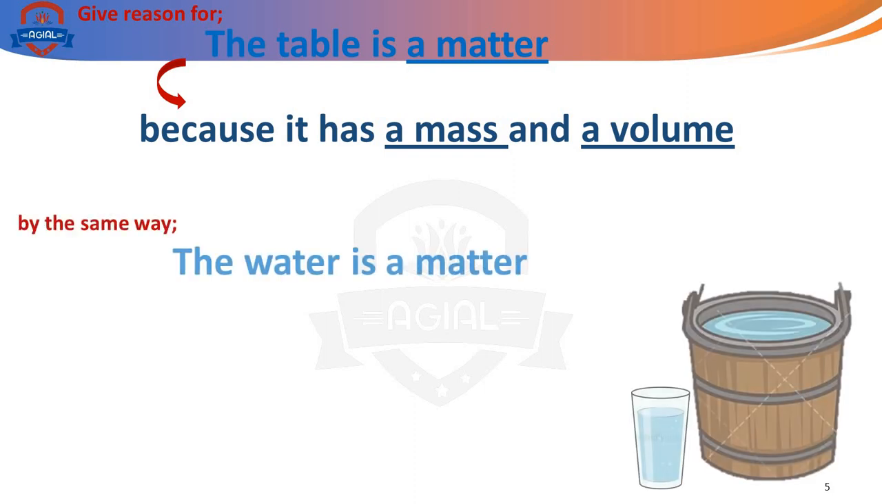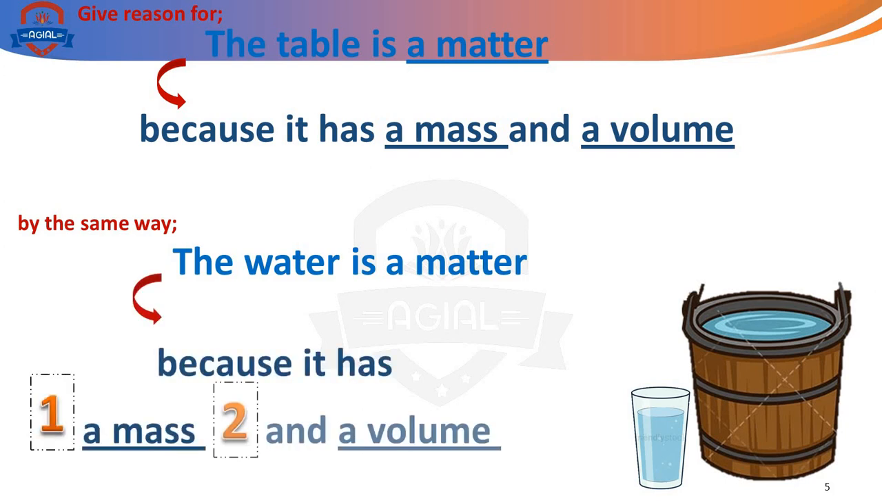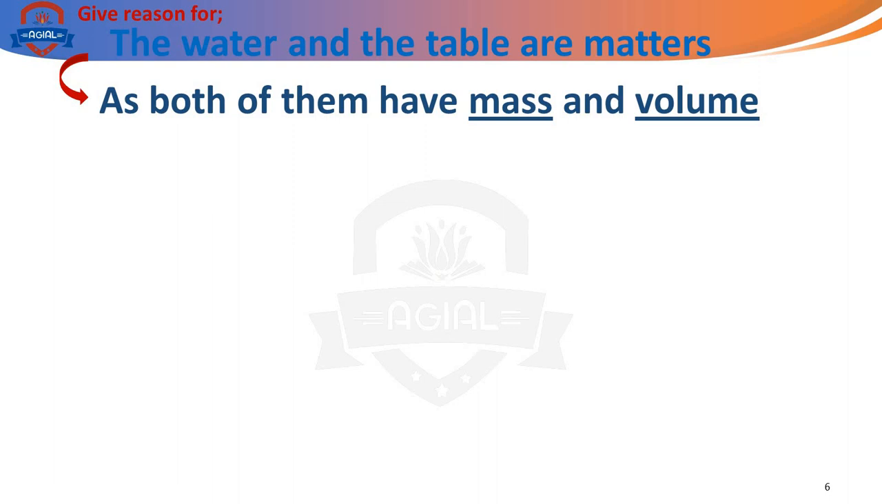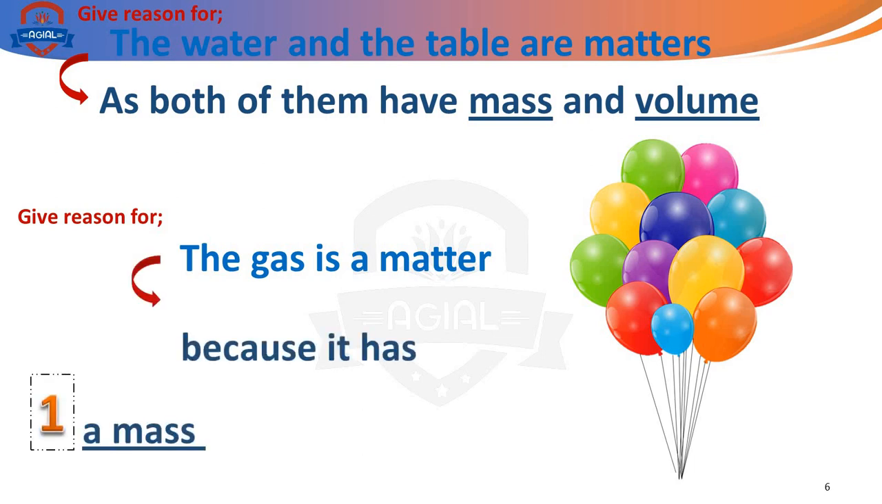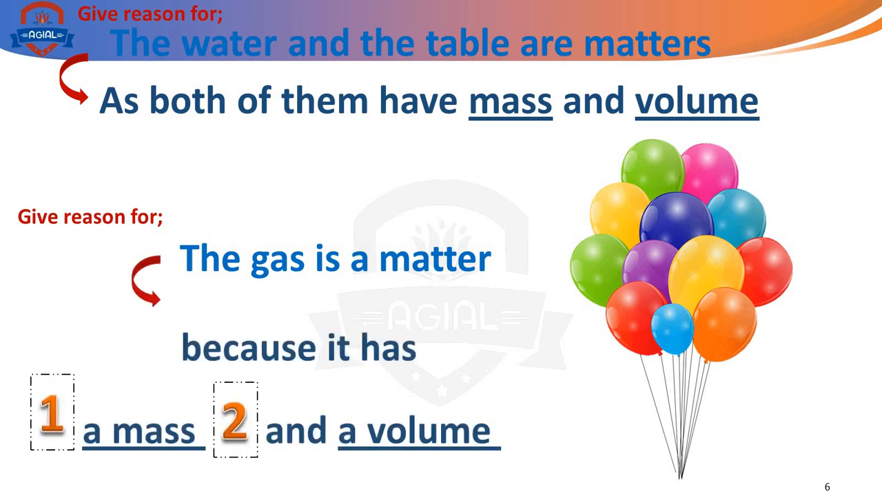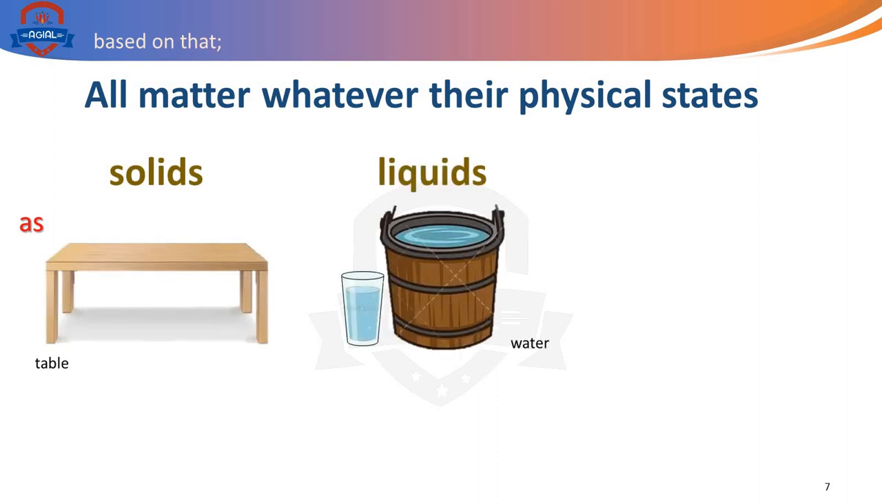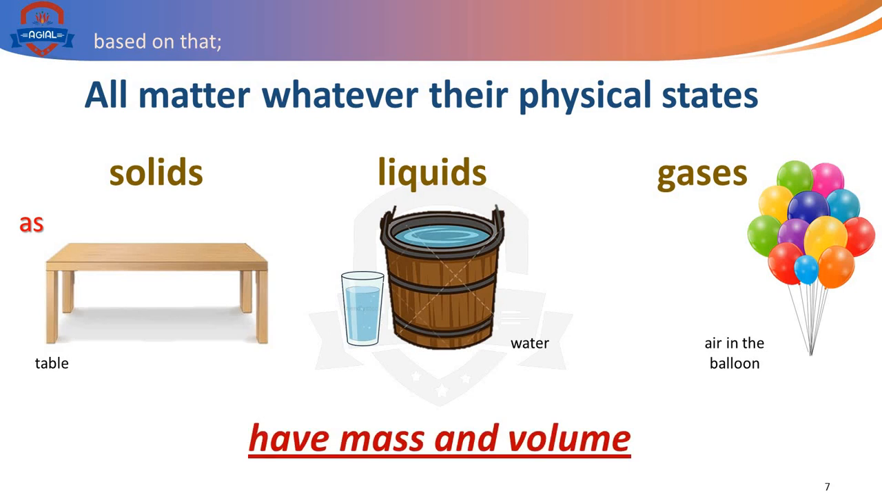In the same way, the water is matter because it has mass and volume. So we can say the water and the table are matter because they have mass and volume. The next one, the gas is matter because it has mass and volume. Based on that, all matter, whatever their physical state, which is solid like the table, liquid like water, and gases like the air, have mass and volume.